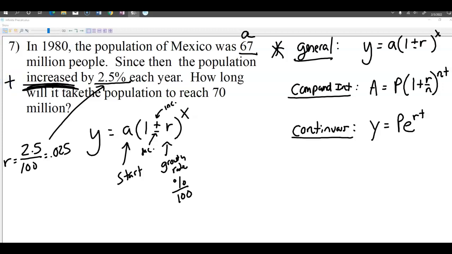Okay, so setting this up then, we would have the following. We would have y equals 67 million (1 plus 0.025) to the x power. Oh, and I forgot, actually, there's another number here. Should have included that. 70 million, that's my final amount, and I didn't label that here. But y would be the final amount, okay? So 70 is my final amount of the population.